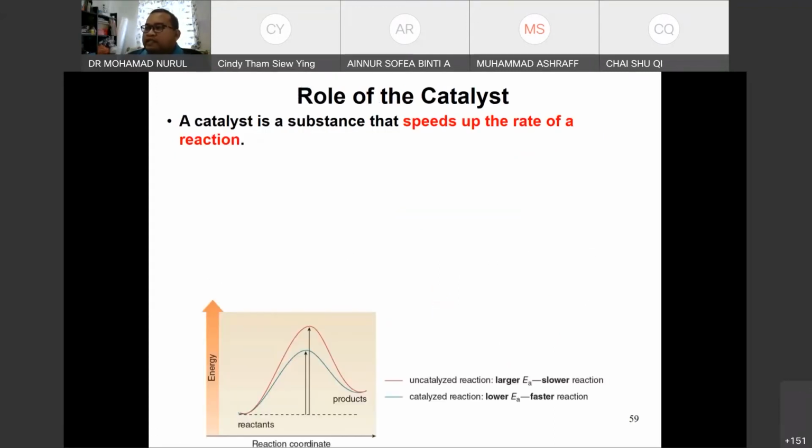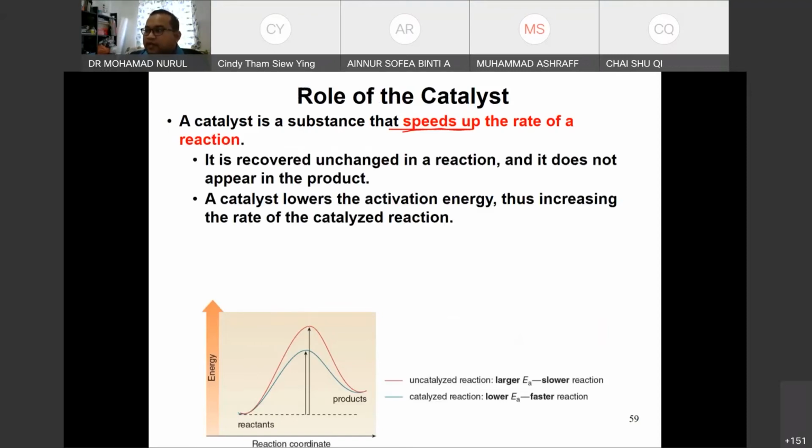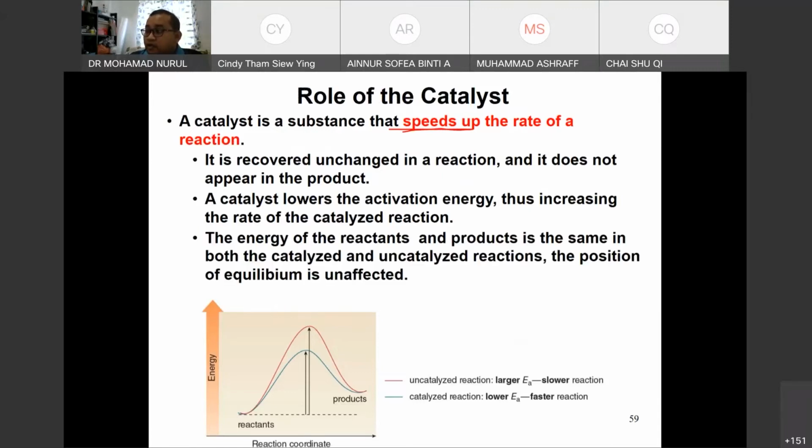The role of a catalyst: a catalyst is a substance that speeds up the rate of reaction by lowering the activation energy. You can see the reaction here. The red one is without the catalyst, and if we put in the catalyst, the activation energy goes down, and the reaction will be faster.